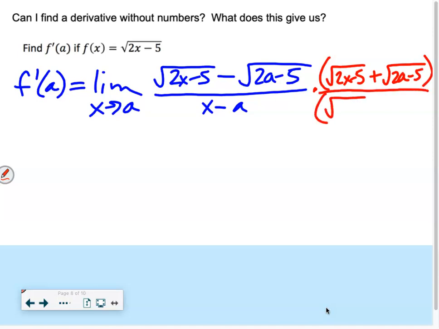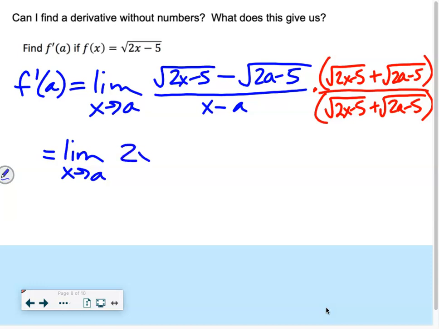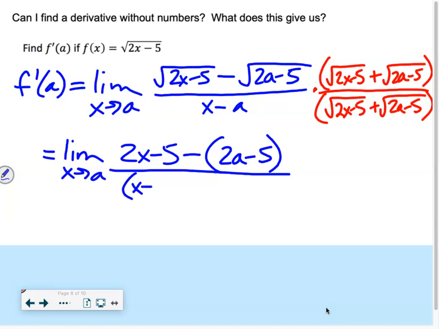Since we have these radicals, it's the only thing to do. All right, multiplying top and bottom by the conjugate. So we get, rewrite your limits, don't forget it. Root 2x minus 5 times root 2x minus 5 is 2x minus 5. Minus, make sure you subtract the quantity, right? Root 2a minus 5 times root 2a minus 5 is 2a minus 5. All over. Should I distribute this out? No. No. You never distribute out the denominator.